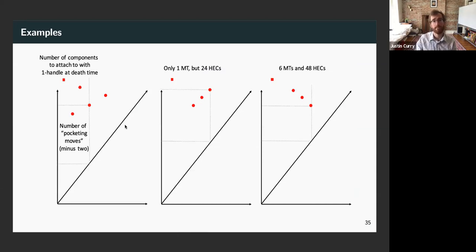So first of all, that eta number is going to correspond to the number of pocketing moves. That's indicated by the number of points that are down and to the left, but also above this line. So counting the number of points in this rectangle is my eta number, and the number of points up here is my mu number. So I can mess around with the geometry of how my persistence diagram looks, and I'll get different results. So for example, for this persistence diagram, I have only one merge tree, but for that single merge tree, I actually have 24 height equivalence classes.